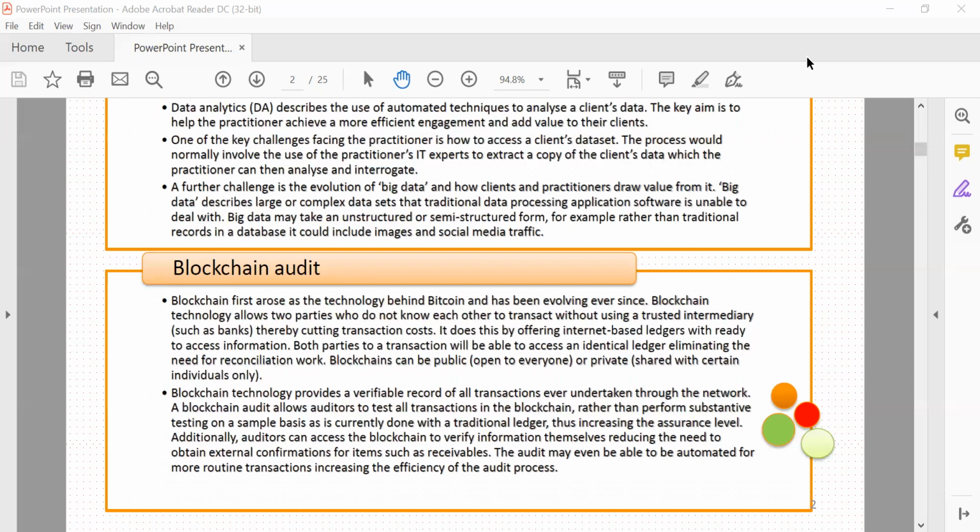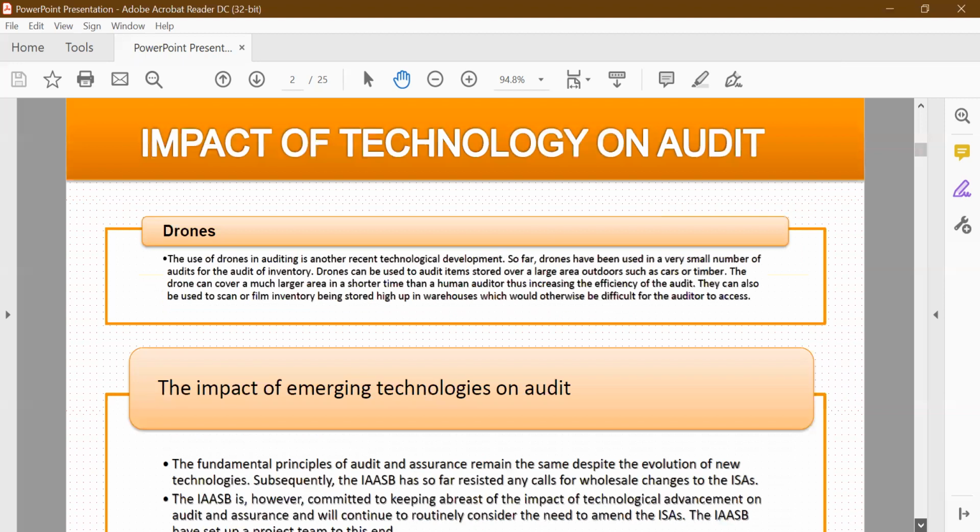And the audit may even be able to be automated for more routine transactions, which increases the efficiency of the audit process. So blockchain audit is going to be an exciting one. It's continuing to evolve, and I'm excited to see its future.